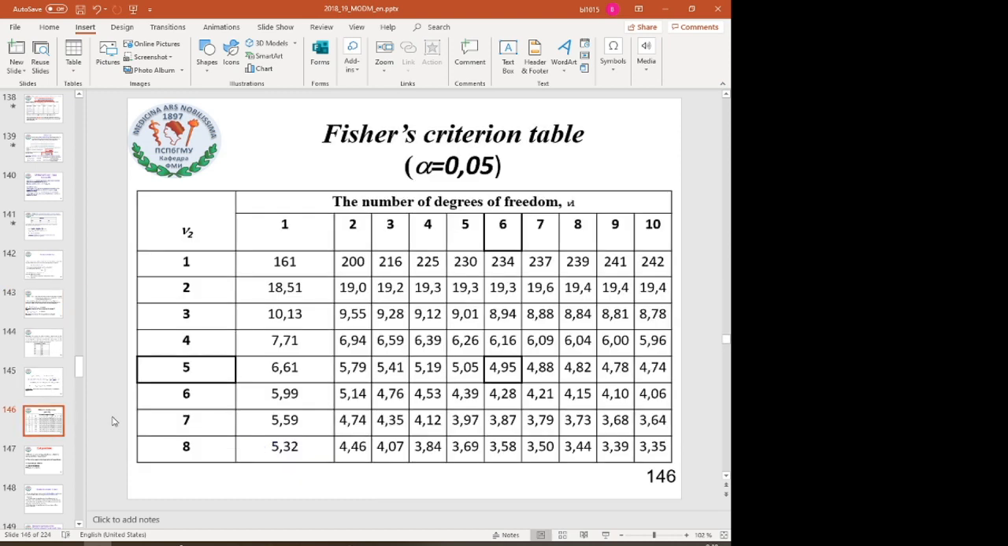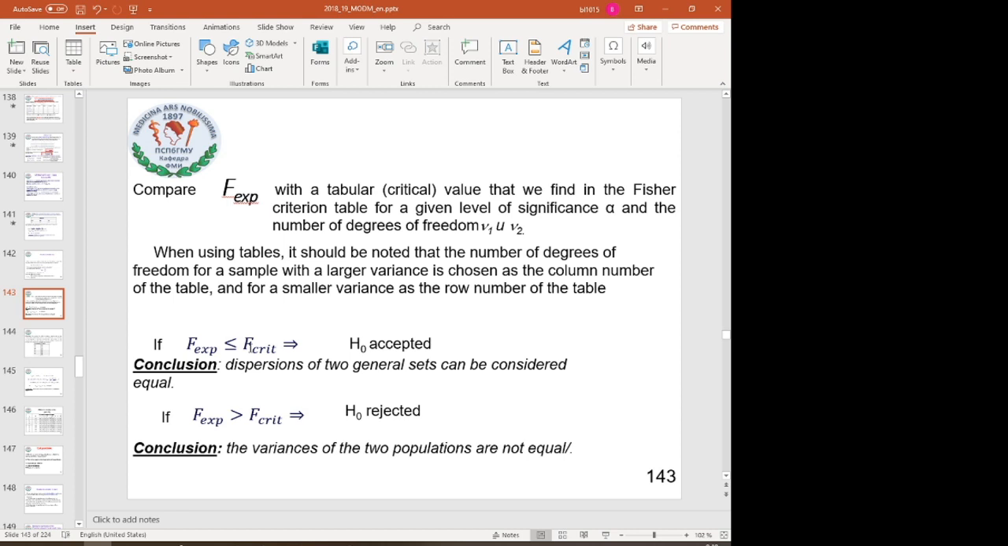So at the intersection of degrees of freedom for our case, we should find some critical value and compare it with the experimental. If experimental is greater, then we can conclude that the null hypothesis is rejected. But if the ratio between variances is not so big as to be greater than the critical value, then we conclude that the null hypothesis is accepted. This is written here.